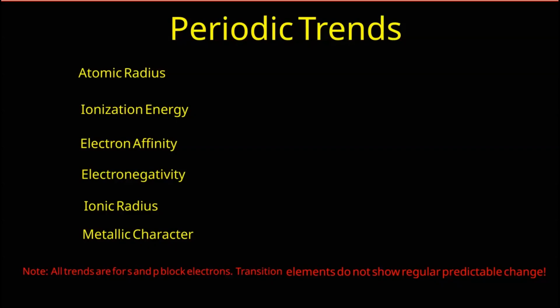Welcome back. In this lesson, we're diving into periodic trends, the patterns that explain why elements behave the way they do. By the end, you'll know how atomic radius, ionization energy, electron affinity, electronegativity, ionic radius, metallic versus nonmetallic character change across the table, and the important exceptions that make chemistry so interesting. Note that all trends below are for s and p block electrons. Transitional elements do not follow a regular predictable change. So let's begin.